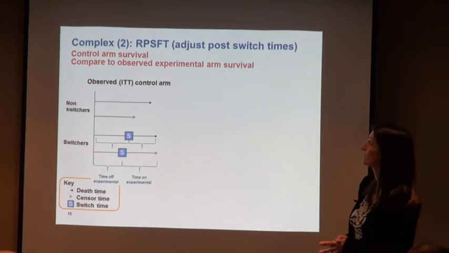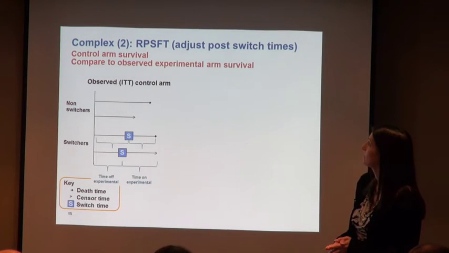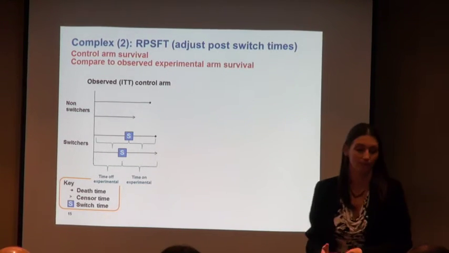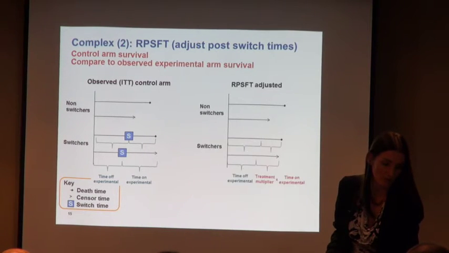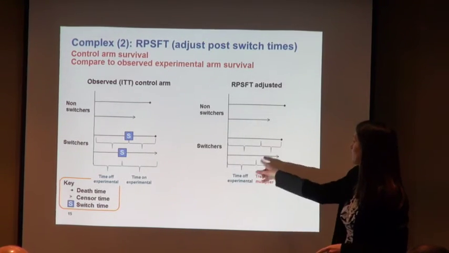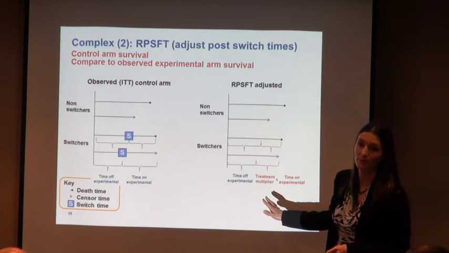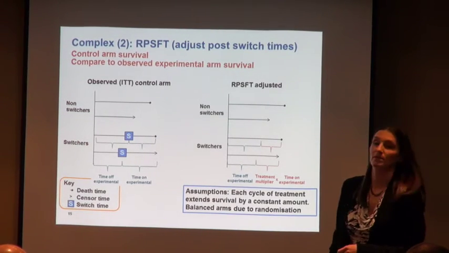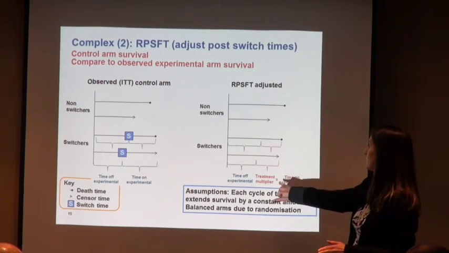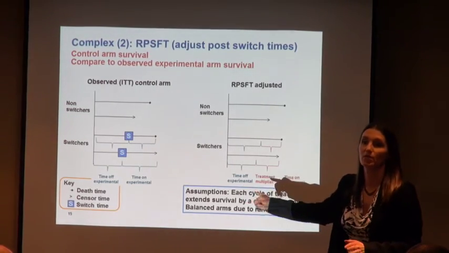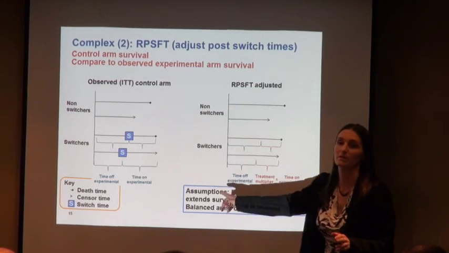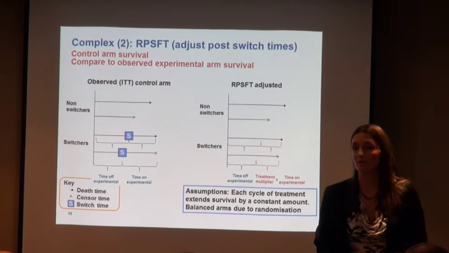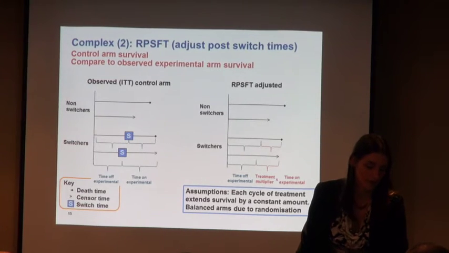Second complex method is called rank-preserving structural failure time. And the basic idea of this is that you adjust the post-switch times to shrink them to remove the effect of the switch treatment. So you split the patient's time into time off and time on experimental, and you multiply their time on experimental by some sort of treatment multiplier. And the key assumption here is that each cycle of treatment extends survival by a constant amount. In other words, this treatment multiplier is constant. It's the same over time. Doesn't matter if you have your experimental treatment right at the start or right at the end, the treatment effect is the same. It also relies on balanced arms due to randomization in the way it calculates that treatment effect.